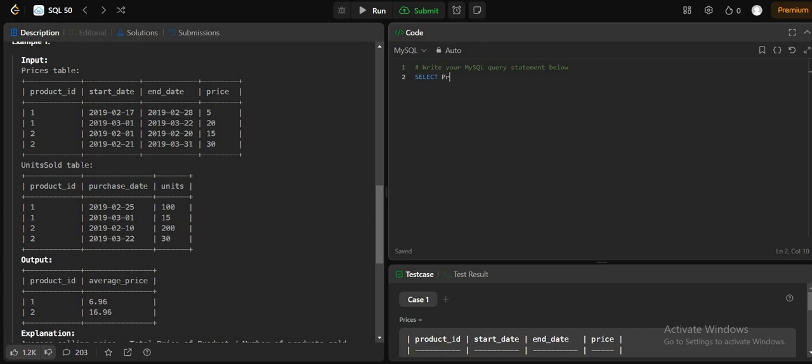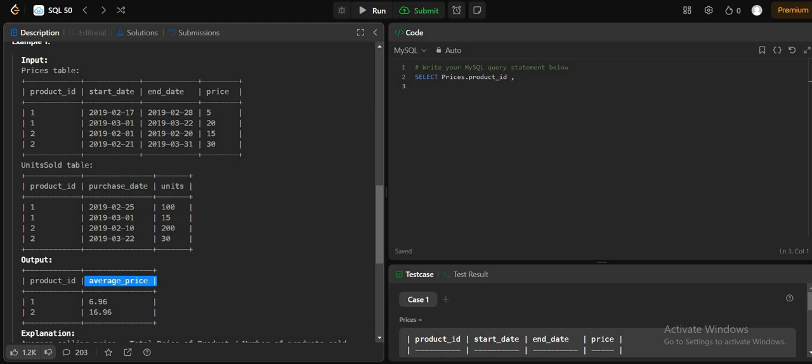Prices dot product ID. Okay, now we have to calculate the average selling price and name that column as average price. So we have to create this column. How are we going to create this column?